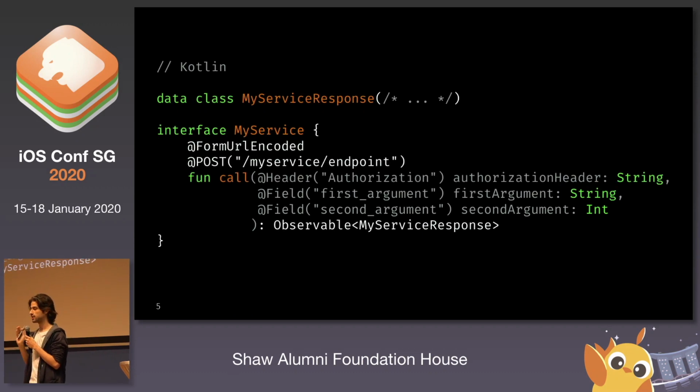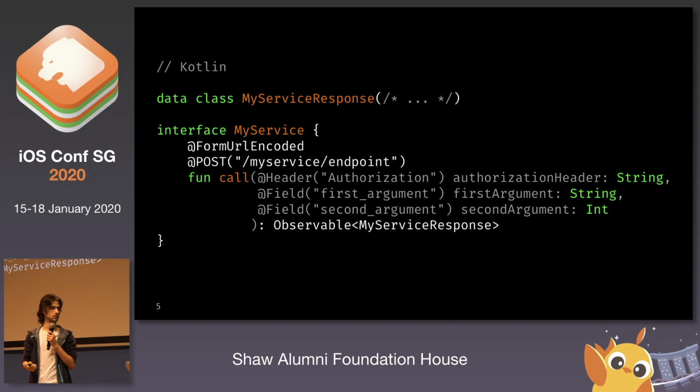And actually, in Kotlin, this is the entire code you need to write for a network call. There is no actual implementation. This is just an interface, what we would call a protocol in Swift. And with the annotation, the compiler is able to completely synthesize the actual code that performs the network call.